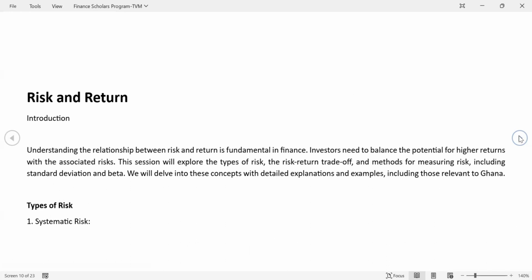Investors need to balance the potential for higher returns with the associated risks. So this session was about the types of risks, the risk-return trade-off, and the methods for measuring risk, including standard deviation and beta. We'll delve into these concepts with detailed explanations and examples, including those relevant to Ghana. The book I'll be putting on the page also has all the risks and the Ghanaian examples, so you have to do it also.